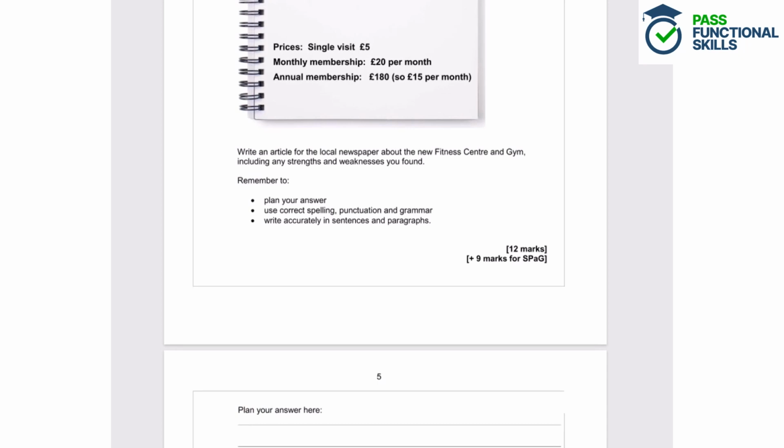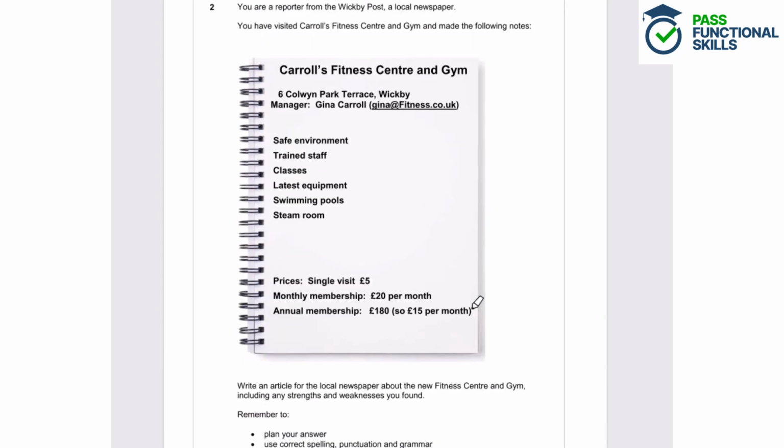Write an article for the local newspaper about the new fitness centre and gym, including any strengths and weaknesses you found. Remember to plan your answer, use correct spelling, punctuation and grammar, and write accurately in sentences and paragraphs. And you've got some space to plan your answer there, so make sure that you are making a plan before you start writing. So what do we need to do in this question?